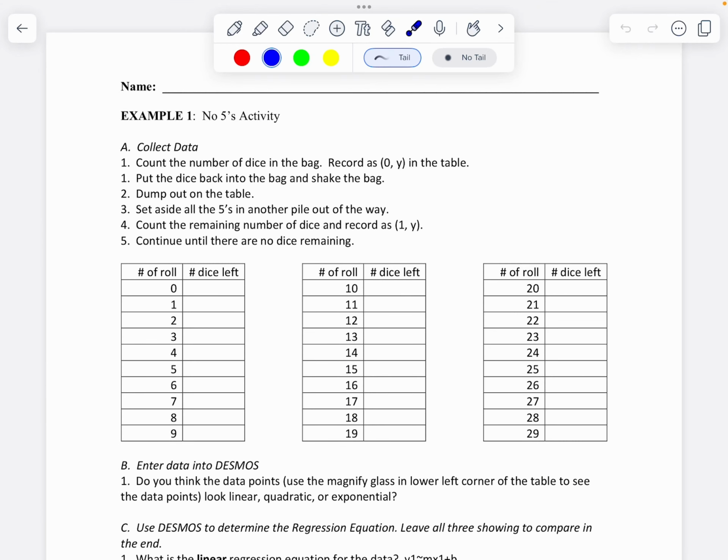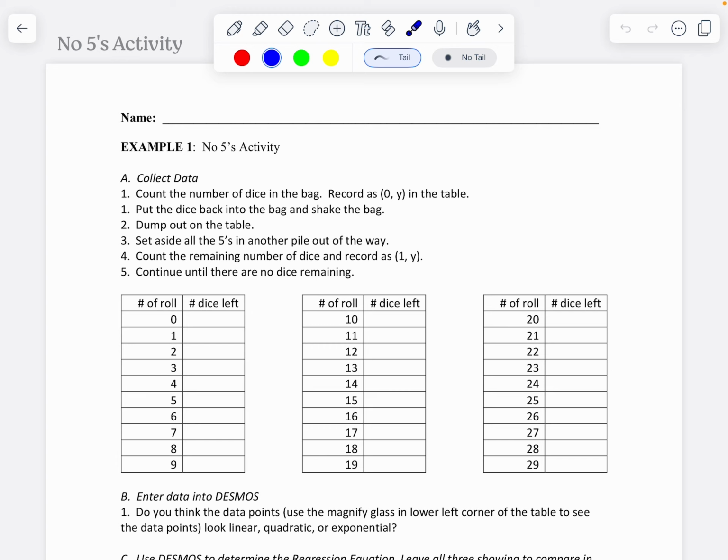All right, for the no fives activity, I cannot stress this enough: at most 6 groups. So if you're sitting there by yourself as the 7th group, you've got to join a different group. I only have 6 bags of dice for this.